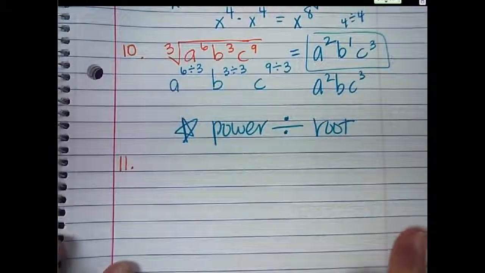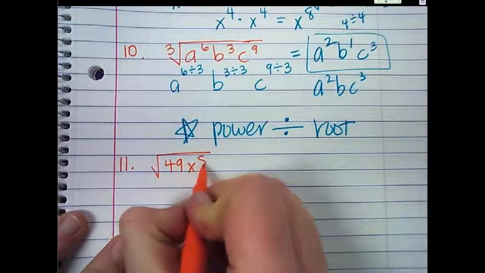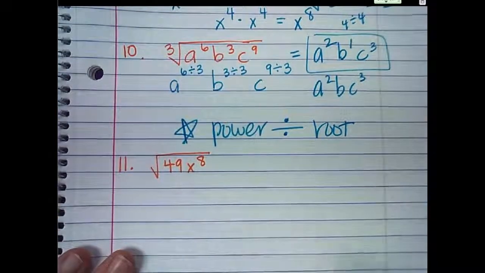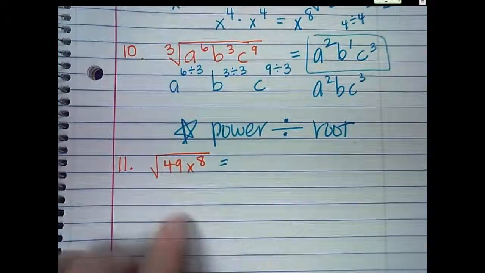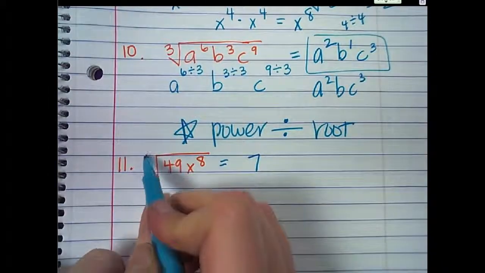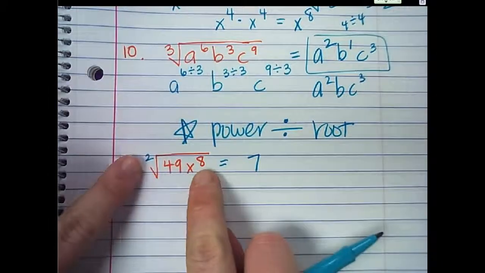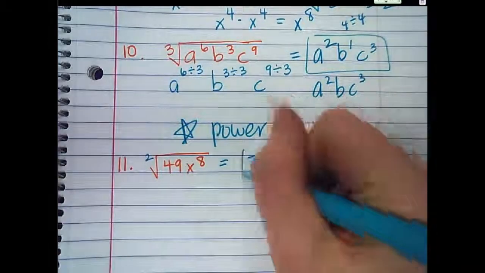Okay, number 11. So now we're going to combine the number with the letter. You can do them separately, which means you can also do them together. So what is the square root of 49? 7. And my root here is a 2, so I'm just dividing 8 divided by 2. X to the 4. Done.